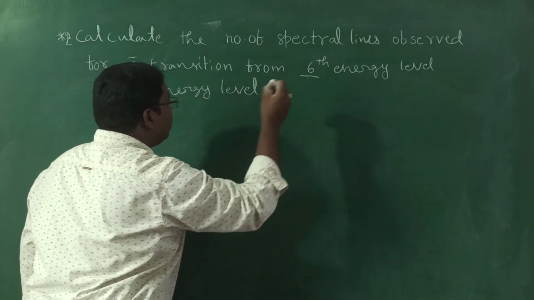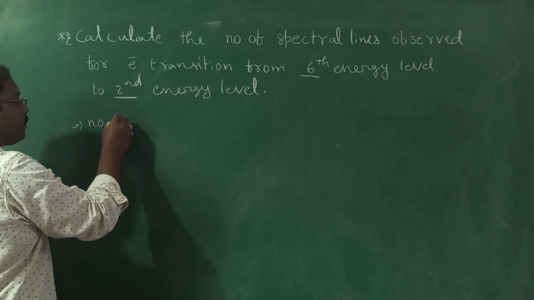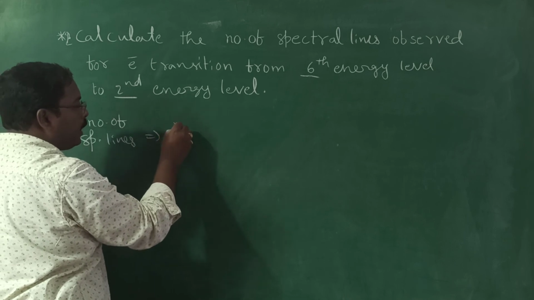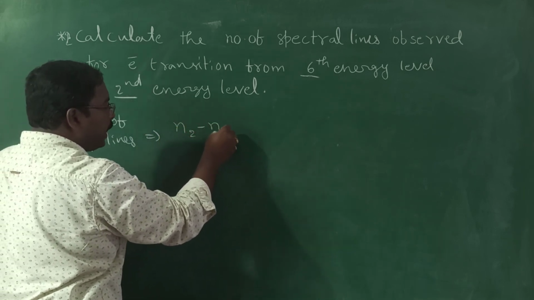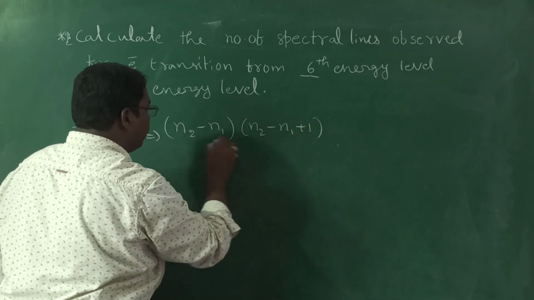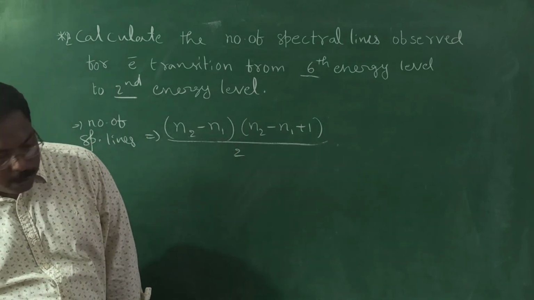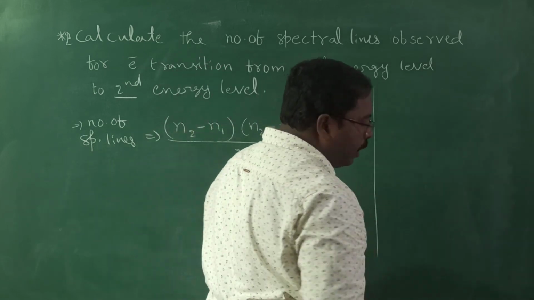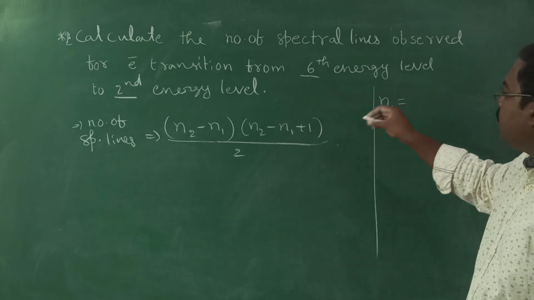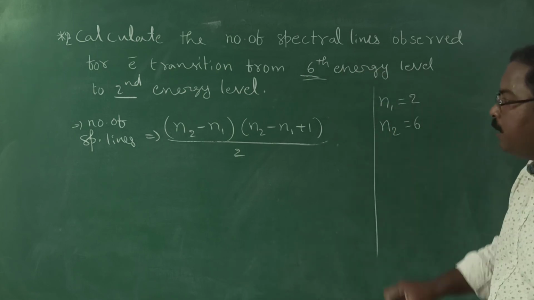It is not the first orbit. Okay? So we should go to the formula for the number of spectral lines. What formula do we have? Look at the first formula given to you: N2 minus N1 into N2 minus N1 plus 1 divided by 2. Somebody will get a doubt: sir, what is N2, what is N1? I told you, the lower level is N1 and the higher level is N2. What is the lower level? Second level. What is the higher level given in the question? Sixth level. Okay?